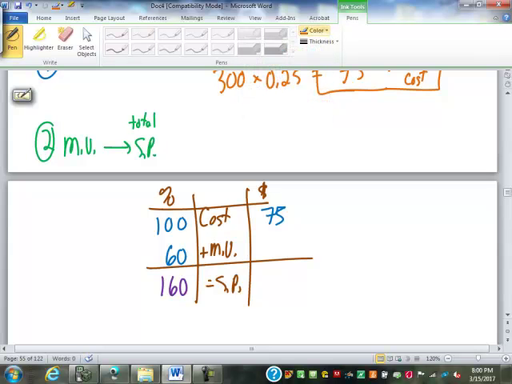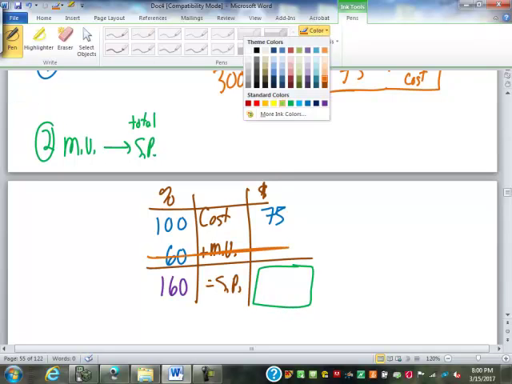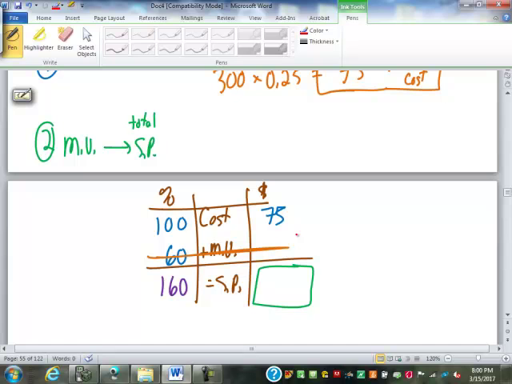We are looking for the total cost. We do not need the middle row. And then we'll cross multiply and divide. 160 times 75 divided by 100. $120. That is our total required selling price.